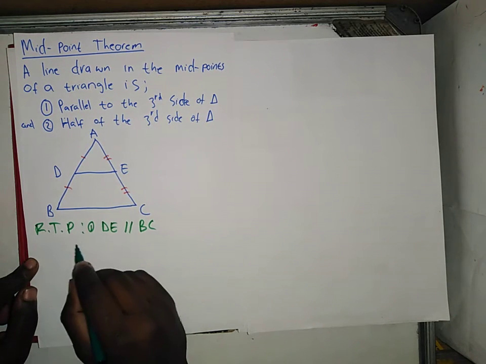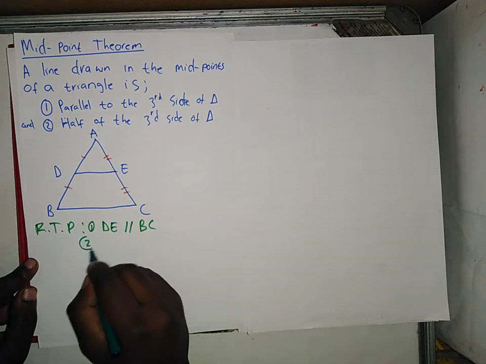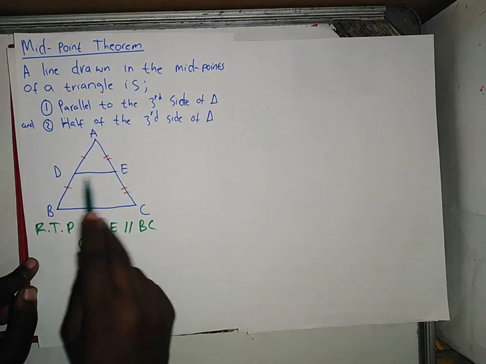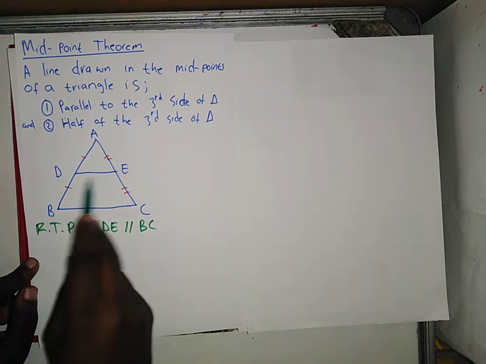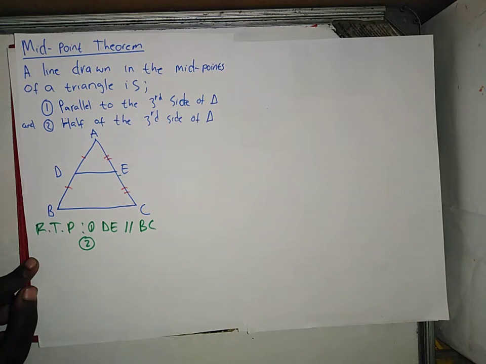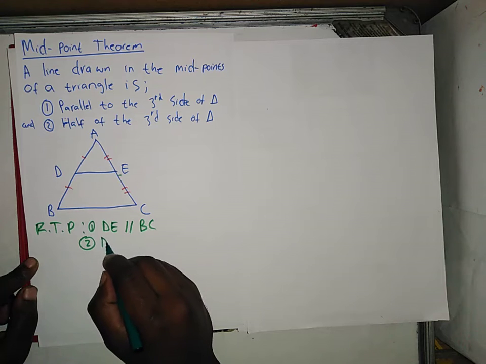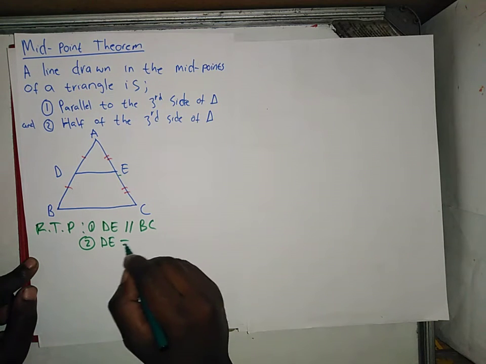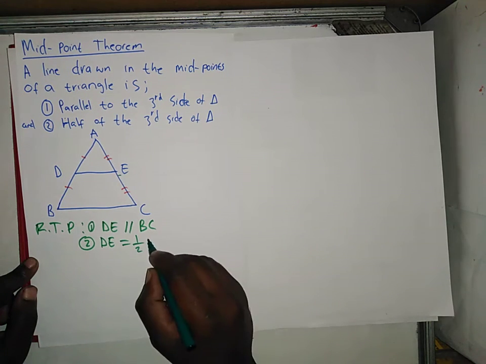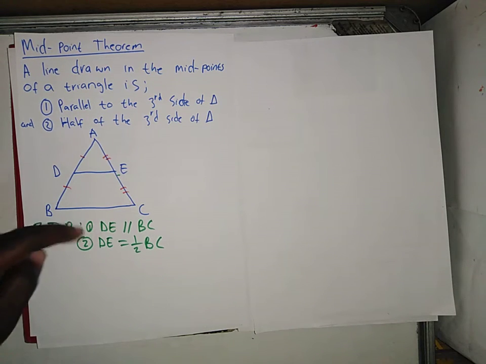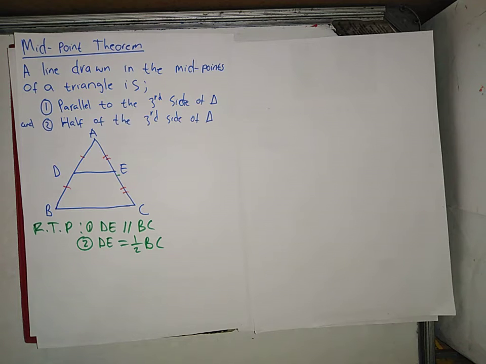But secondly, you want to prove that this line that is drawn is half of this line. So you want to prove that DE is equal to half of BC. Okay, so you want to prove this and you want to prove this. So how can you go about proving that?